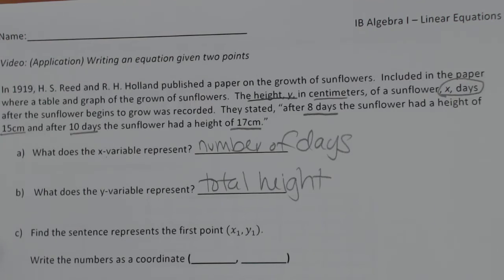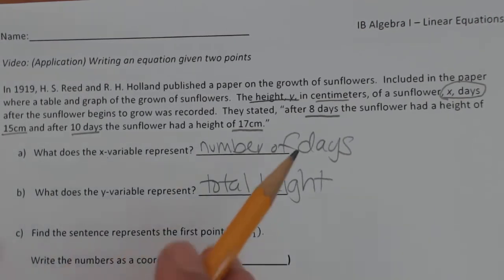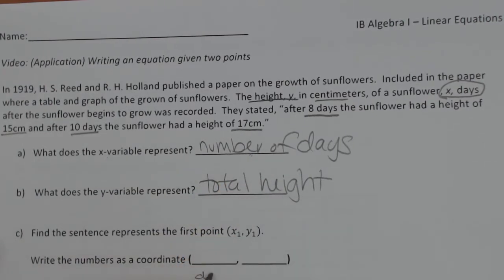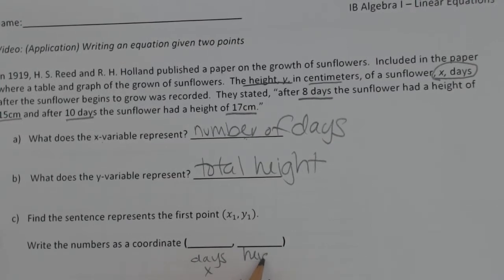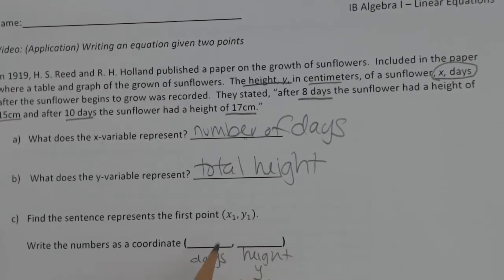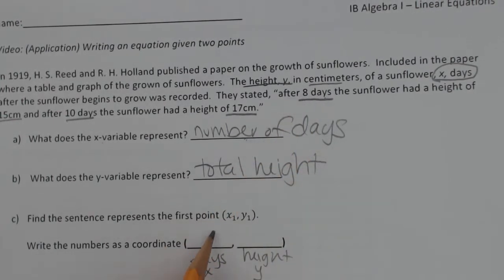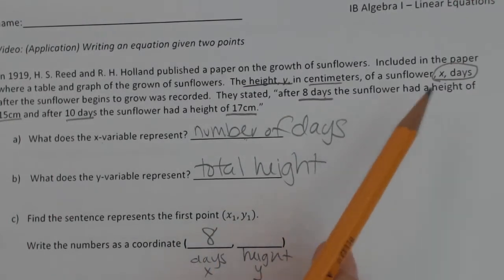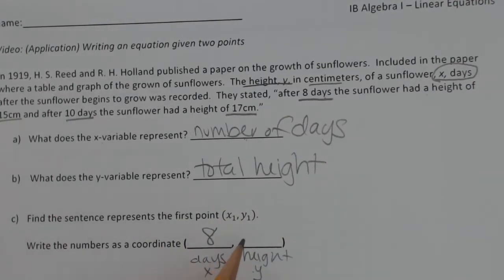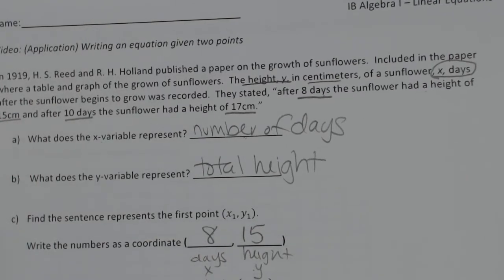Find the sentence that represents the first point, x1, y1. Write the numbers as a coordinate. So remember, the number of days is x. So we're looking for days here, and we're looking for height here, which is y. So let's see, the first number, 8 days. Okay, so there we go, 8. It had a height of 15, so 15. So that's our first point.